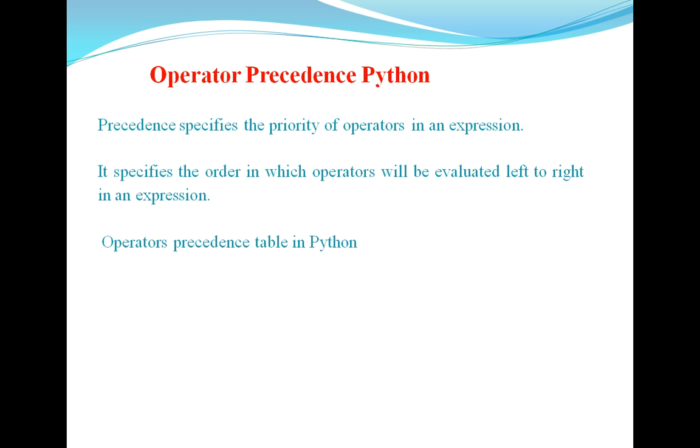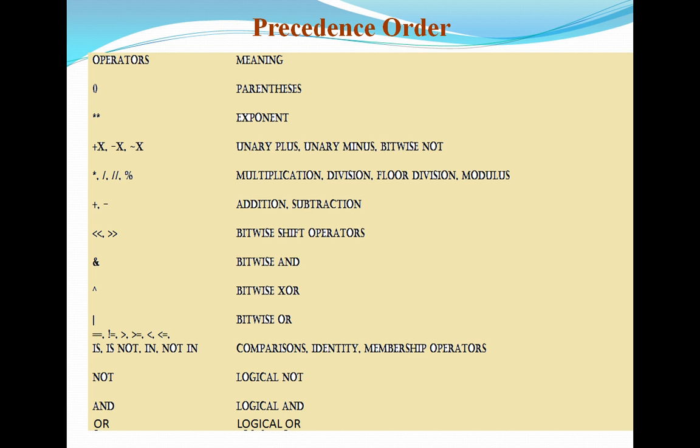I have explained this with the help of a table in which parenthesis has the highest priority, then exponent has lower priority than the parenthesis, then comes unary plus, minus, bitwise not, then comes multiplication, division, floor division, modulus, after that addition, subtraction, and likewise, and at the last you have logical OR.